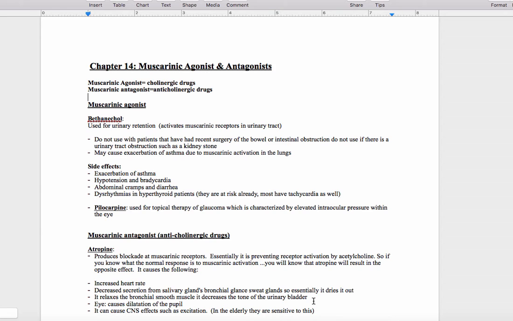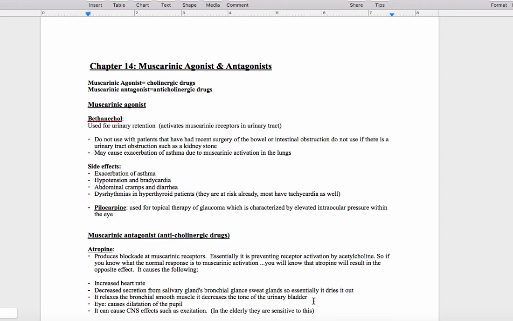This next lecture is going to cover information in Chapter 14, and it's mainly the muscarinic agonist and antagonist. I didn't really like the PowerPoints that they had with the text, so I went ahead and made an outline for you guys. This is the stuff that I would like you to concentrate on within Chapter 14. So let's cover a little bit and move our way through.